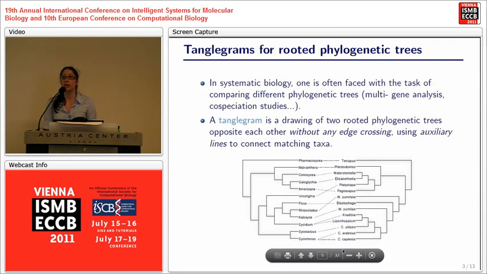So people started using Tanglegrams, which are defined as a drawing of two rooted phylogenetic trees facing one another, with no edges intersecting in the two trees, and with some connectors, also called auxiliary lines, that connect matching taxa. These matching taxa can be, for example, the same taxa in both trees if we are doing a multi-gene analysis, or in the case of a co-speciation study, we can have the host in one tree and the parasite in the other, and we want to match them.